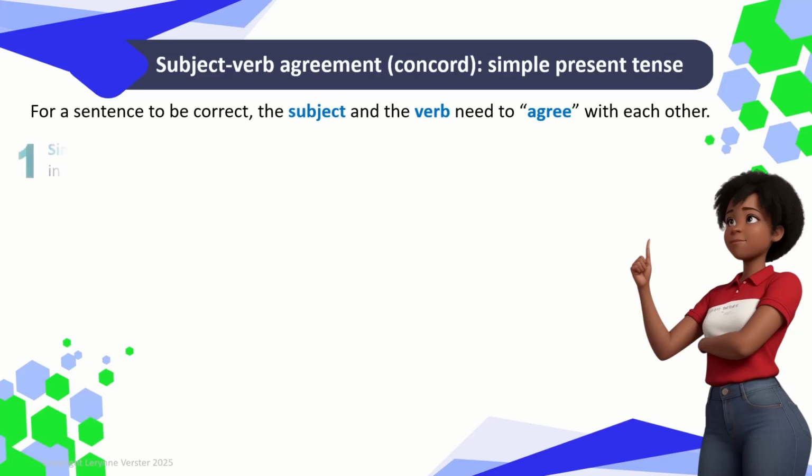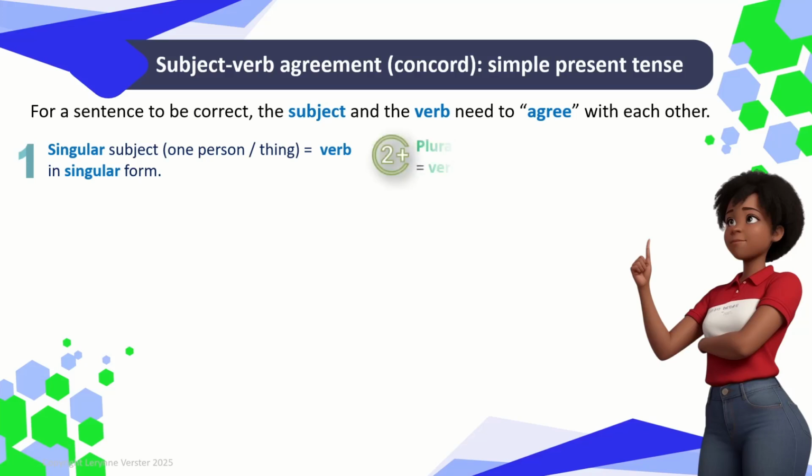If our subject is singular, one person or one thing, then the verb that tells us what the subject is doing must also be singular. If our subject is plural, two or more people or things, then the verb that tells us what the subject is doing must also be plural. Let's look at an example.